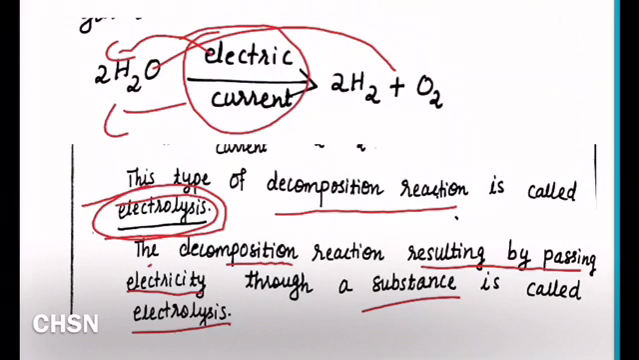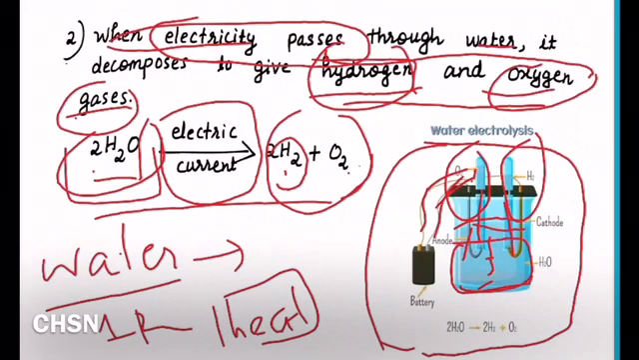So the first type is thermal decomposition by the application of heat. Here we have to pass electricity. Therefore, this type of decomposition reaction is called electrolysis.